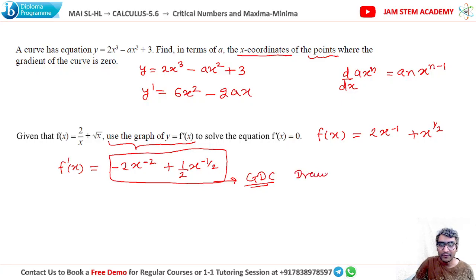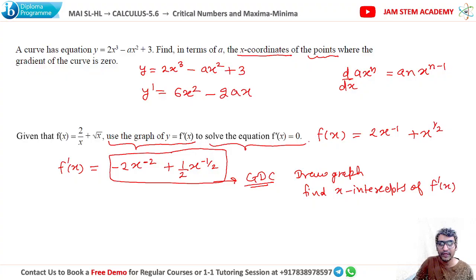Draw graph and find x-intercepts of this f prime x. That gives you those values where f prime x equals 0. Okay, in this way you can do this, right?